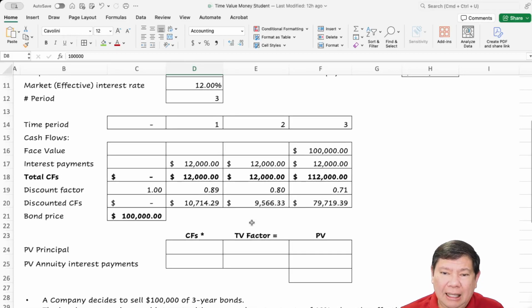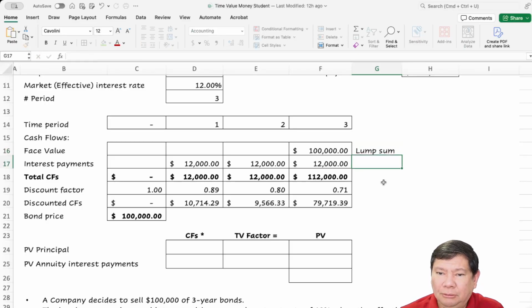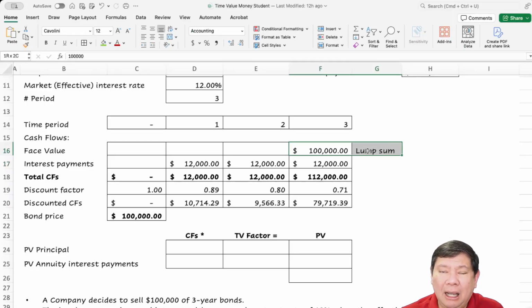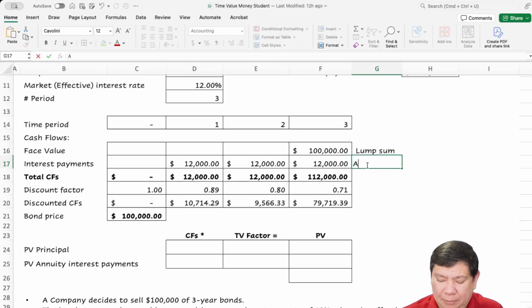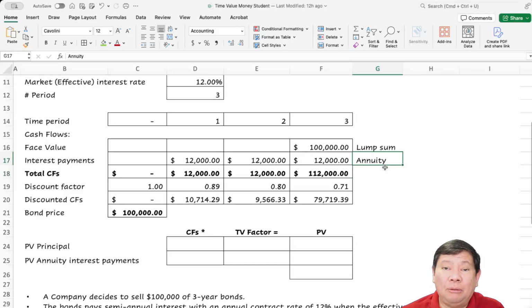Okay, now look at this. There are two types of time value of money here. This is the lump sum for $100,000. So we have to use the present value table. And this is the annuity. The interest is an annuity, a series of equal payments. So you have to use this $12,000. You have to use the present value annuity table.